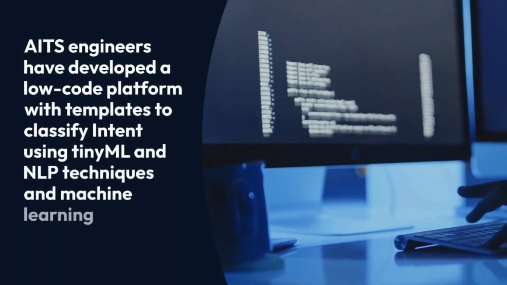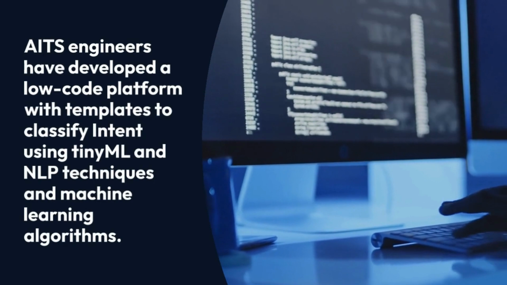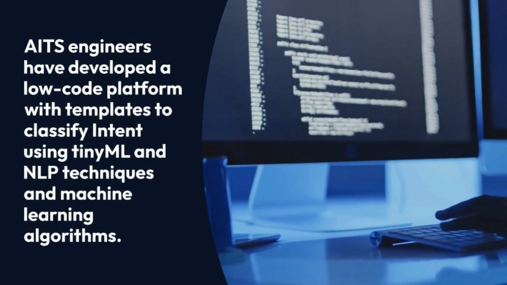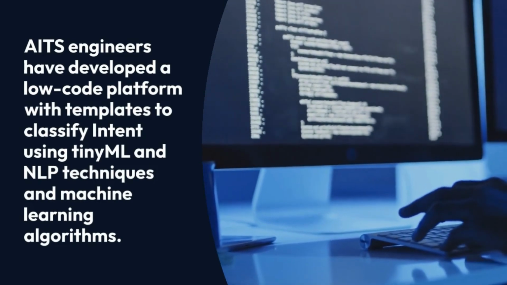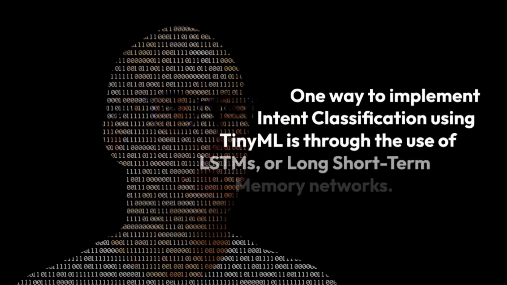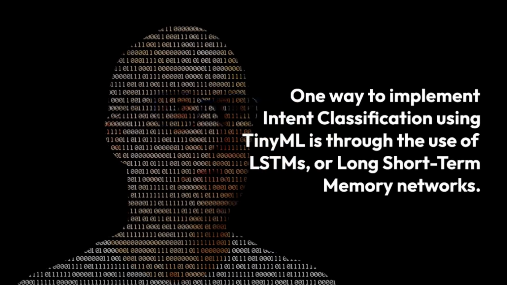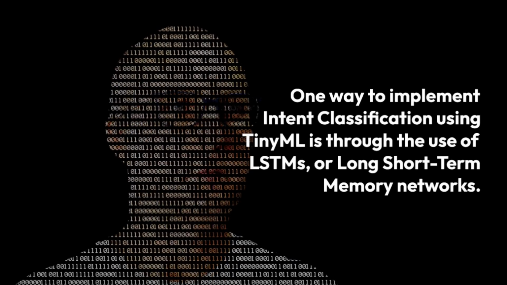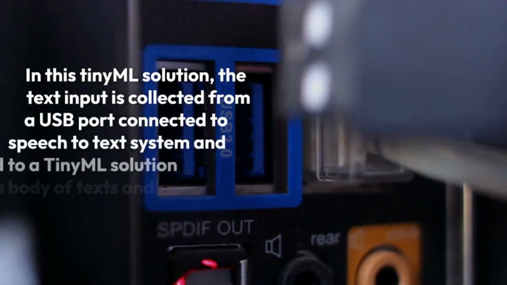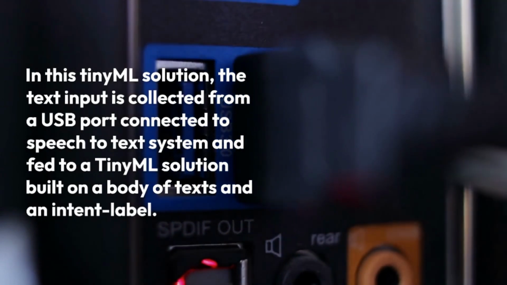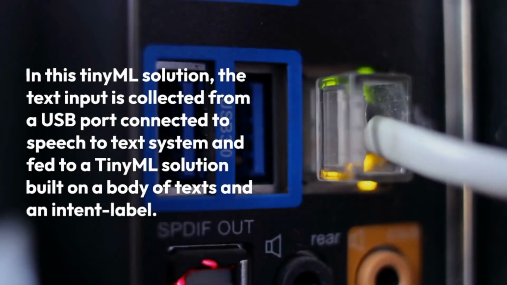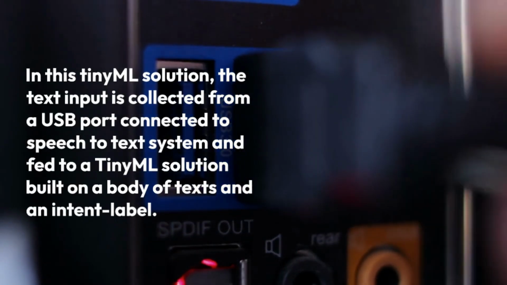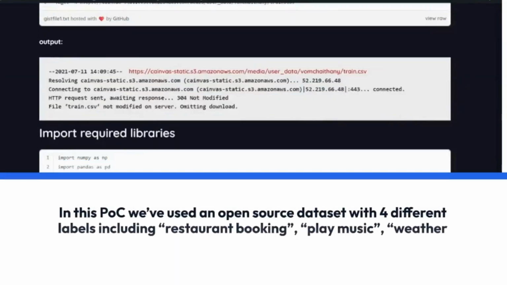AITS engineers have developed a low-code platform with templates to classify intent using TinyML and NLP techniques and machine learning algorithms. One way to implement intent classification using TinyML is through the use of LSTMs, or long short-term memory networks. In this TinyML solution, the text input is collected from a USB port connected to a speech-to-text system and fed to a TinyML solution built on a body of texts and an intent label.